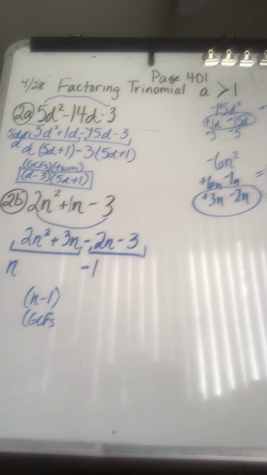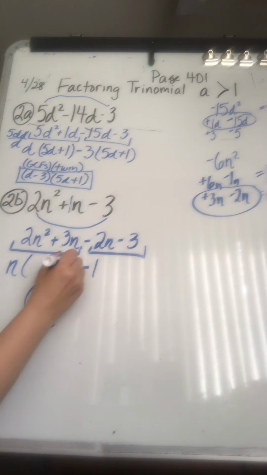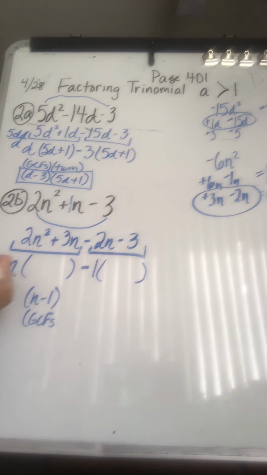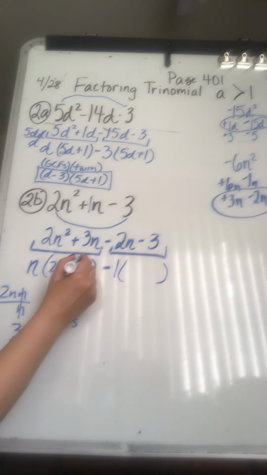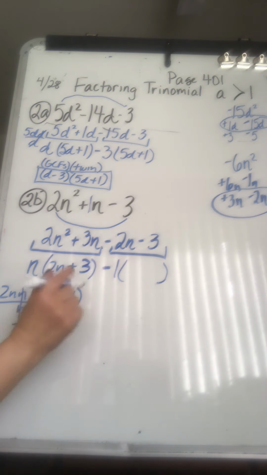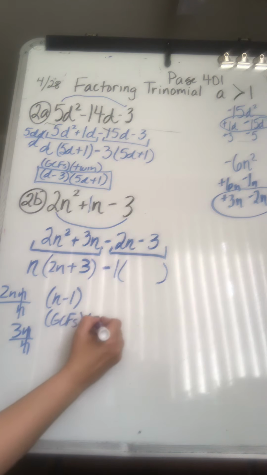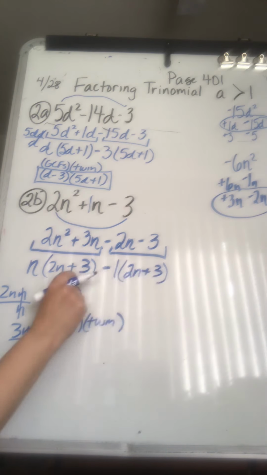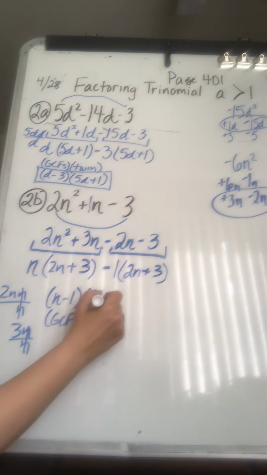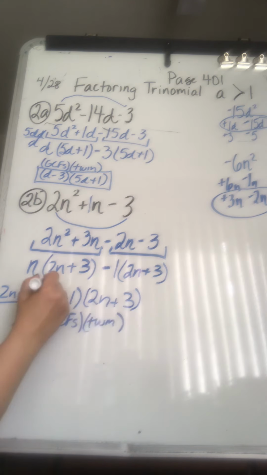Already I know this is one of the binomials. Now for the twins. 2n squared divided by n leaves me 2n. And 3n divided by n, oops, sorry you guys, leaves me 3. And I know it's a twin. So twins have to be exactly the same. They have to be exactly alike. And voila, here is my answer.